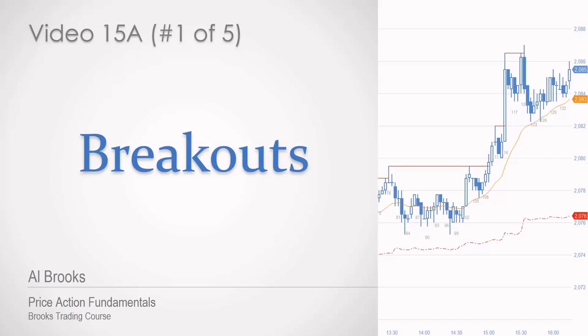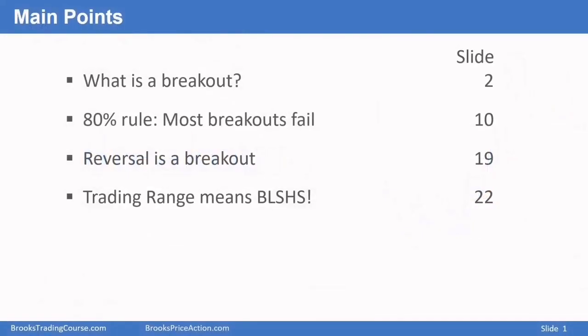This is the first of 5 videos on breakouts. I'm going to begin by talking about exactly what I mean by a breakout. I'll then talk about my 80% rule, and that is in part that 80% of breakouts fail. Next, I want to make a point about every reversal being a breakout. And finally, since breakouts fail in a trading range, traders need to buy low, sell high, and scalp.